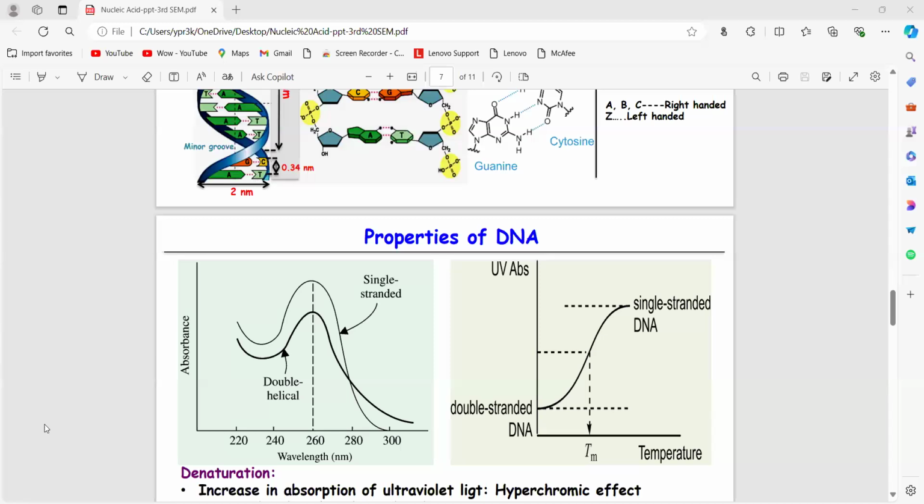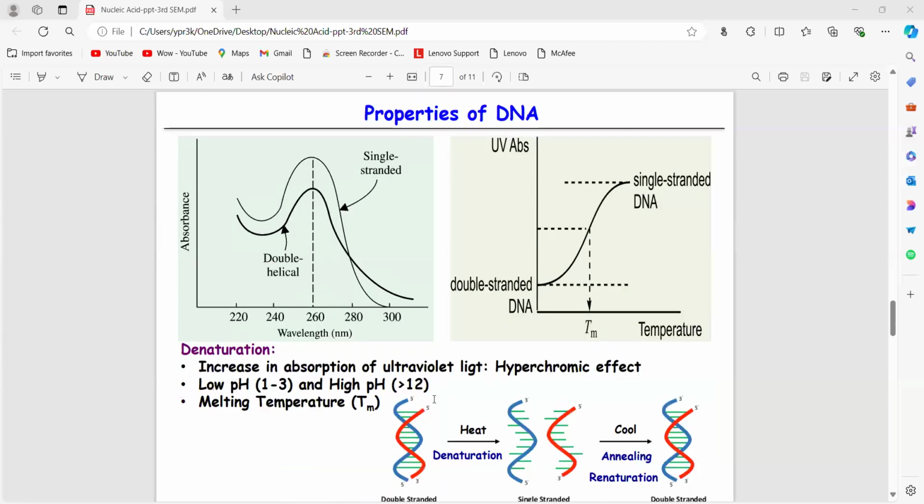Generally, DNA shows an increase in the absorption of ultraviolet light, the hyperchromic effect. The denaturation, that is the separation of the double-stranded DNA, will take place at low pH, that is 1 to 3, and high pH, that is more than 12. Denaturation means separation of the double-stranded DNA into single-stranded DNA.